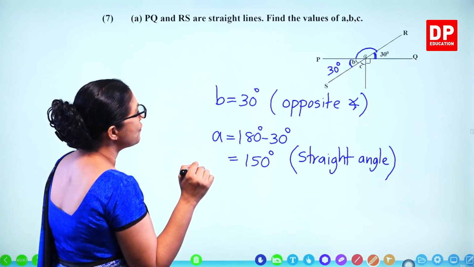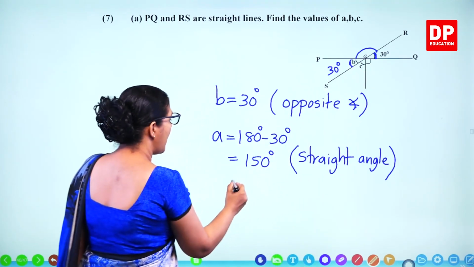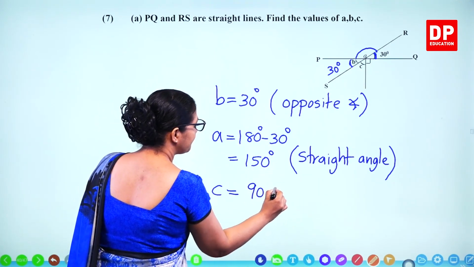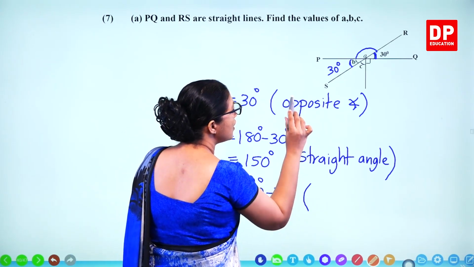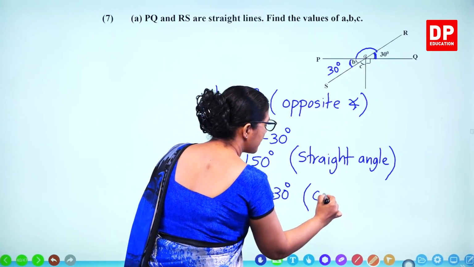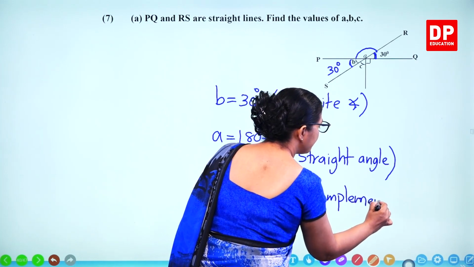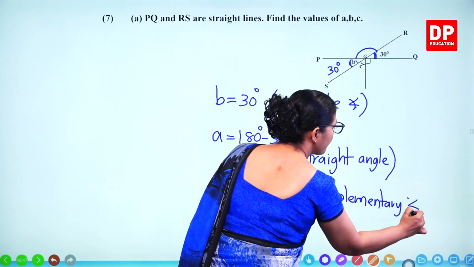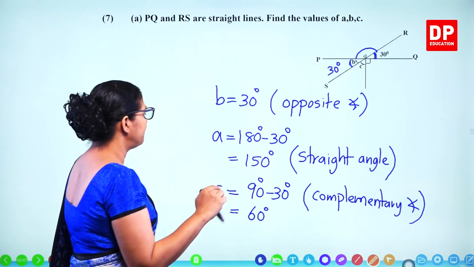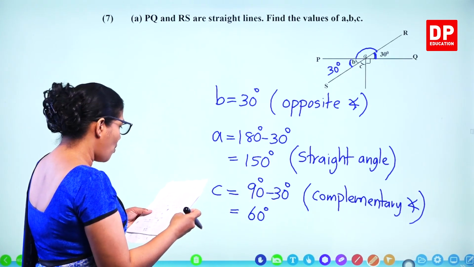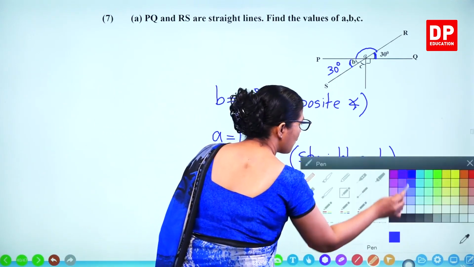Then what's the value of C? This is 90. So this is 30. So what's the C value? 90 minus 30. That's 60 degrees because of complementary angles. Complementary means they add up to 90, because 90 is already there. So these are the three values. So how many marks? 30, 150 and 60. 3 marks you are getting for this.